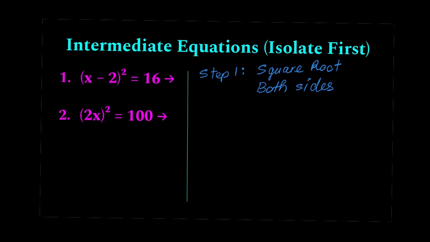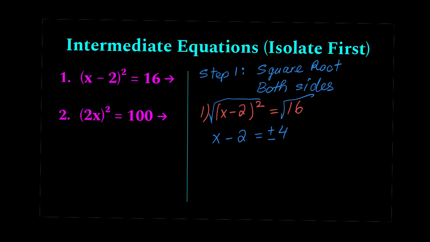So let's move on to more intermediate equations when we have to square root an entire group. Our first step will be to square root both sides. Let's write our first equation. (x minus 2) squared, as you can see that entire group is squared, equals 16. Let's go ahead and find the square root of both sides, and x minus 2 equals 4. Don't forget, it's plus or minus 4.